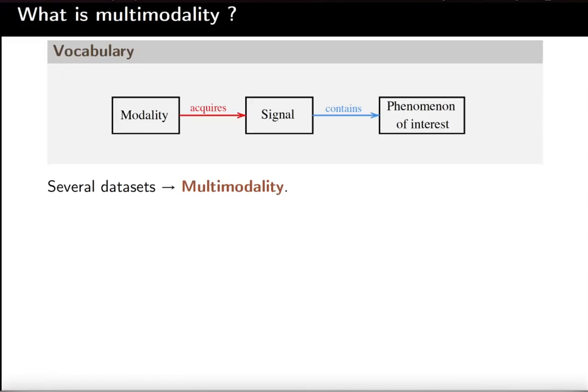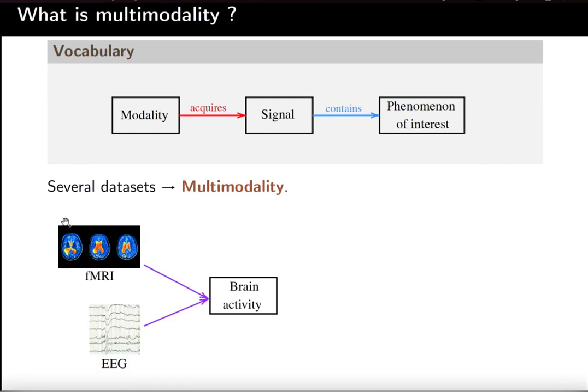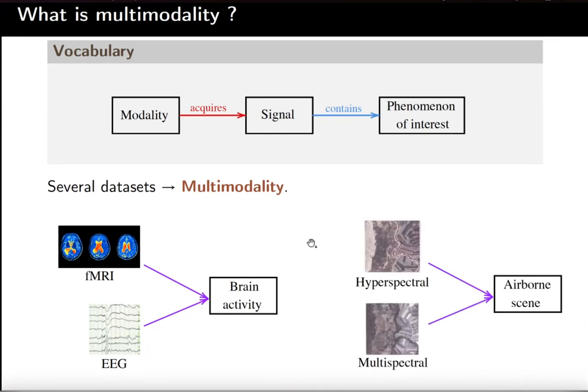data fusion. So we usually call a measurement device a modality that is used to acquire data or signals that contain some information about a physical phenomenon we are interested in. Due to the large availability of modalities, there are often several datasets that contain partial information about the same phenomenon, and this is known as multimodality. To give you an example, in medical imaging, both functional magnetic resonance imaging and electroencephalogram are able to provide information about the brain activity.